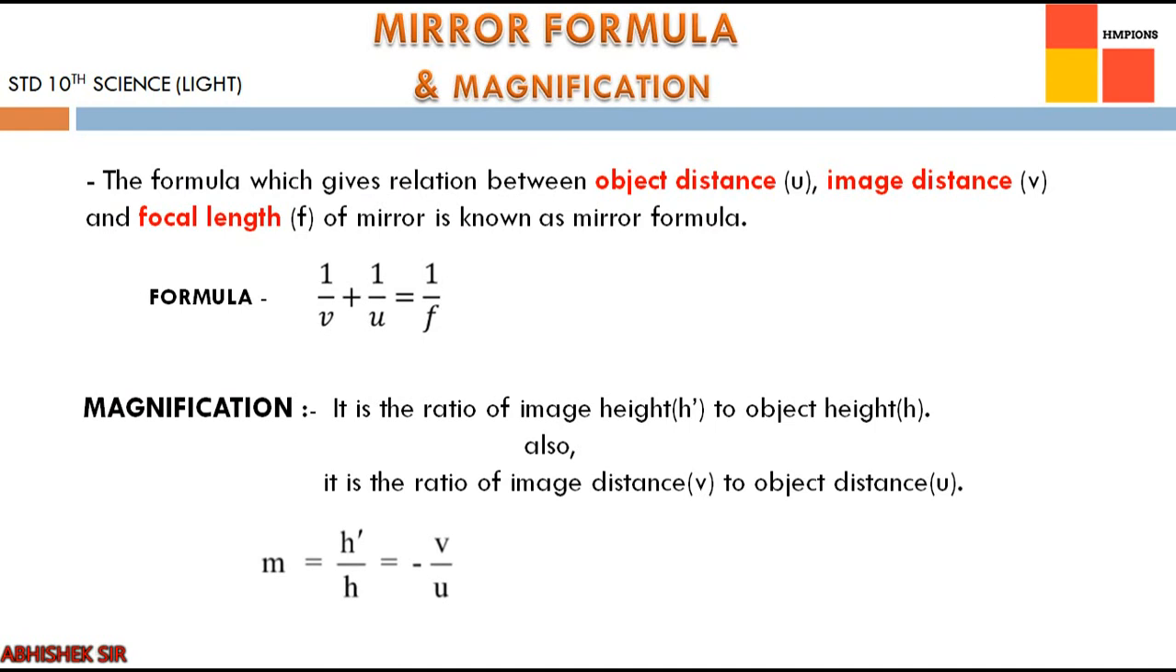Now, lastly, what is magnification? Magnification is the relative extent to which the image of an object is magnified with respect to the object size. It can be expressed in two ways. The first is the ratio of image height to object height. Also, it may be the ratio of image distance to object distance. Magnification is shown by small m. So the formula becomes small m equals h dash upon h equals minus v by u. Notice that the negative sign is according to the Cartesian sign convention.